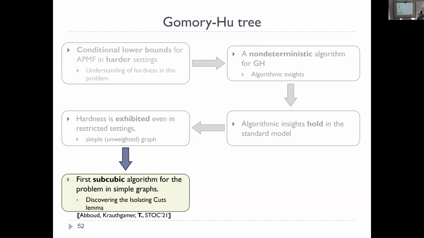And then we had the first breakthrough. We managed to get the first subcubic algorithm for Gomory-Hu tree in simple graphs. So the running time of Gomory-Hu tree that was from 6 years ago was n applications of maximum flow. And if we're talking about dense graphs, m is n squared, right? So n cubed. Now this is subcubic. This is the first time this running time was broken.